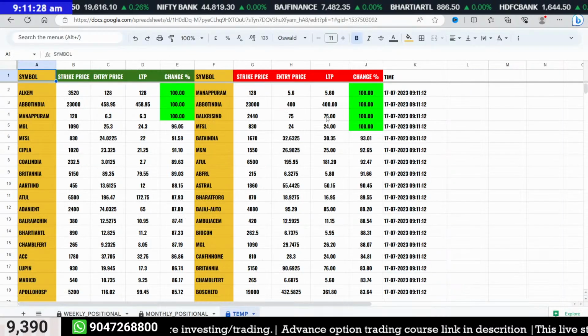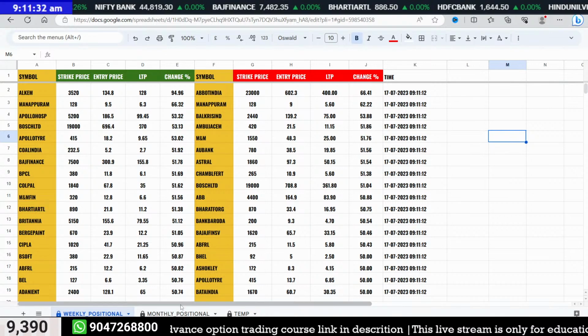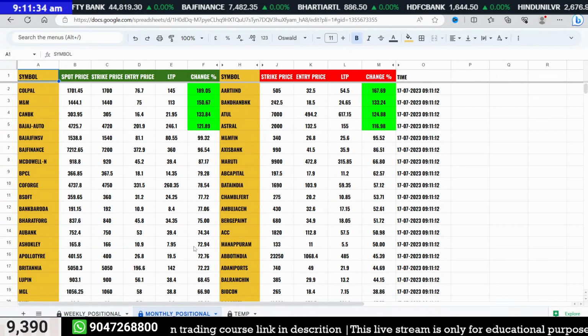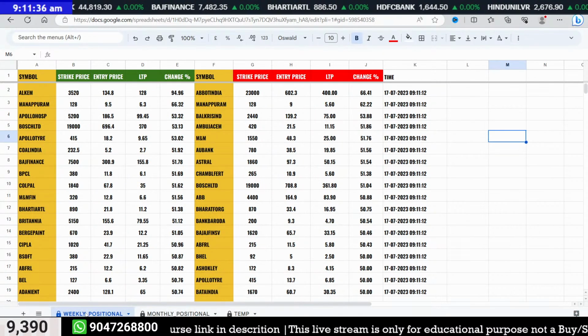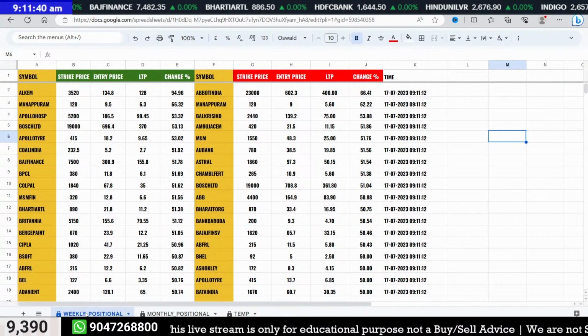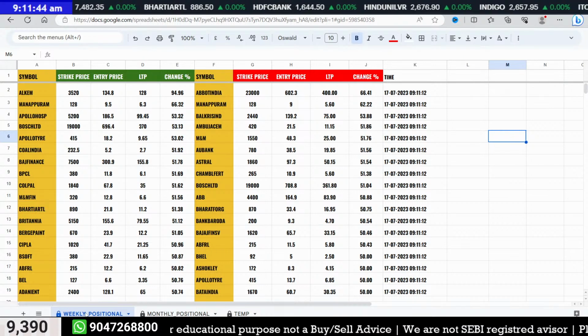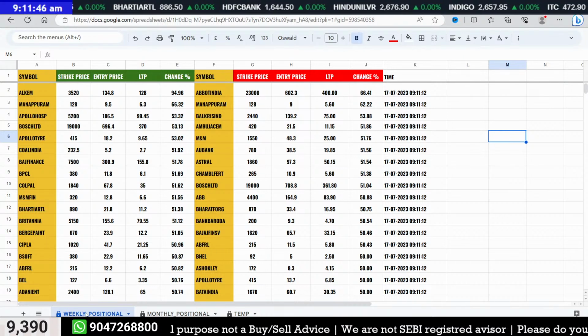Okay, so as per our Google Sheet, we have a monthly sheet. It is already running from the 3rd of July. The weekly sheet is going to be updated for this current week, 17 to 21. So we are going to find a fresh breakout, maybe after 9:30, based on the weekly sheet.